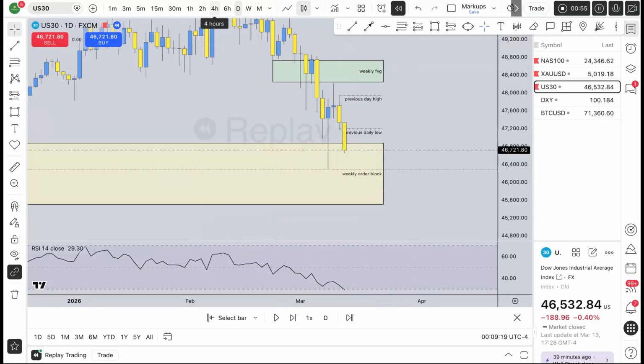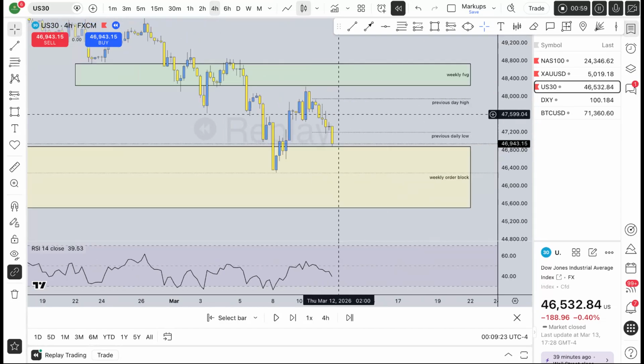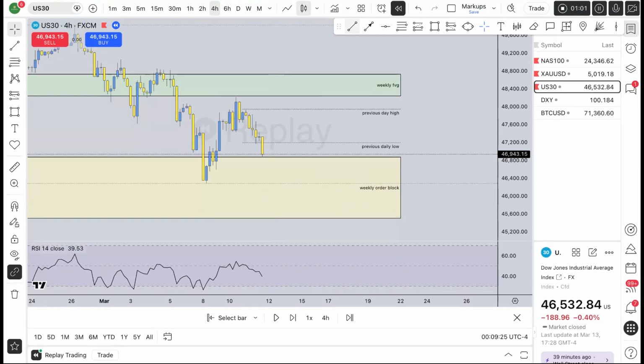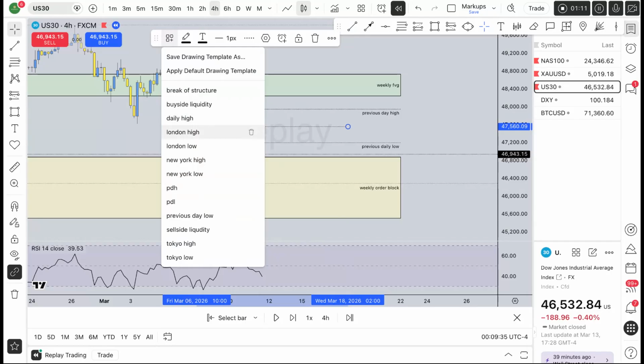Next, we're going to go to the 4-hour and mark up the more internal liquidity zone. So that's going to be buy side liquidity above price and sell side liquidity below price.